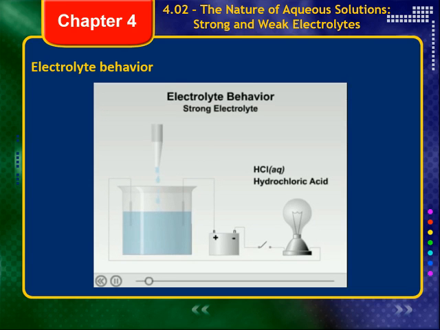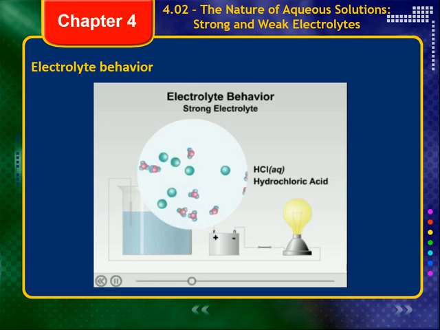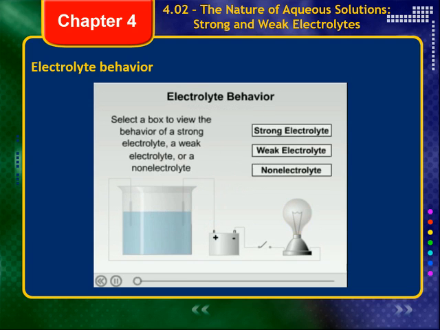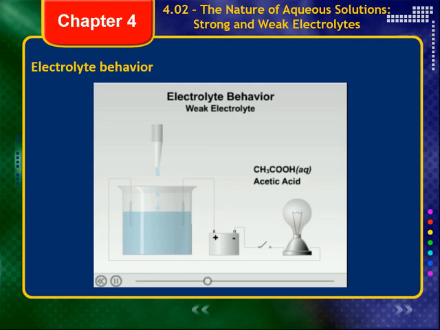Strong electrolytes dissociate completely to give ions in solution that conduct electrical current. Soluble salts, strong acids, and strong bases act as strong electrolytes in solution. Weak electrolytes dissociate to a small extent to give only a few ions in solution available to conduct electrical current. Weak acids and bases are the most common weak electrolytes.